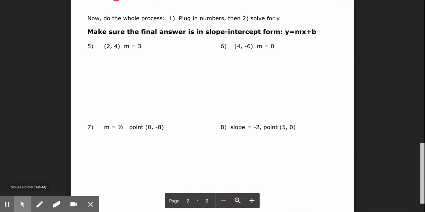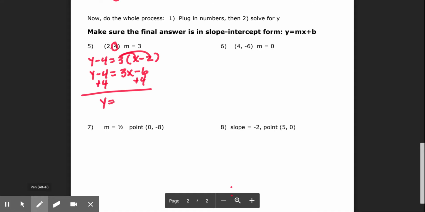Now what we're going to do is the whole process. So remember, this number goes first. So we're going to have y minus 4 equals 3 times the quantity x minus 2. So y minus 4 equals, and we'll do the hippity-hoppity. So 3 times x is 3x. 3 times negative 2 is negative 6. Then we're going to add 4 to both sides. So our final answer is y is equal to 3x minus 2.